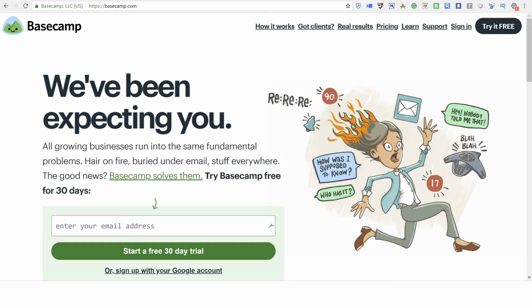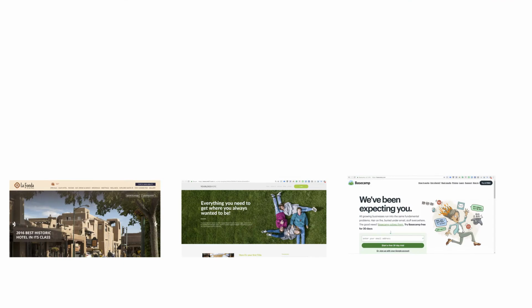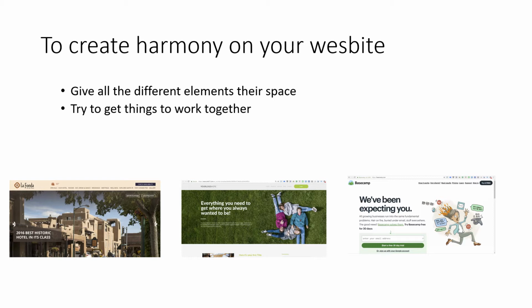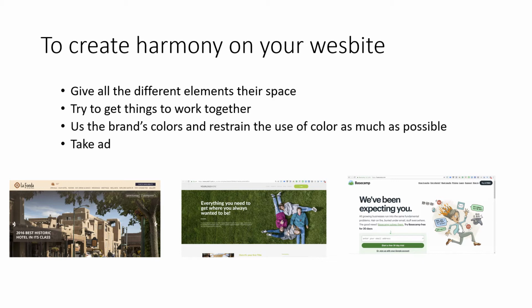So it's an aggressive site because the graphics and images are really big. They're in your face. They're highly energetic. But at the same time, it's a website that does have good harmony. So in order to create harmony on your website, again, just give all the different elements their space. Try to get things to work together and use the brand's colors and restrain from the use of color as much as possible. Finally, take advantage of vectors and shapes and use continuation of lines to try to create harmony.